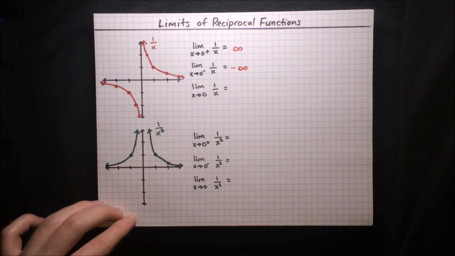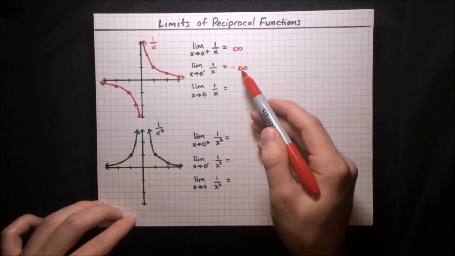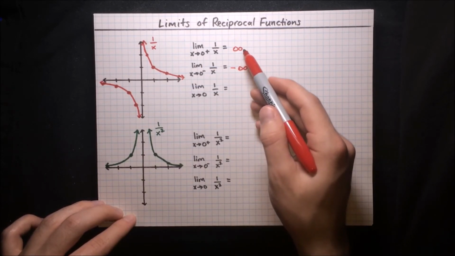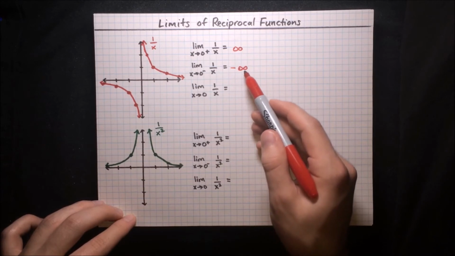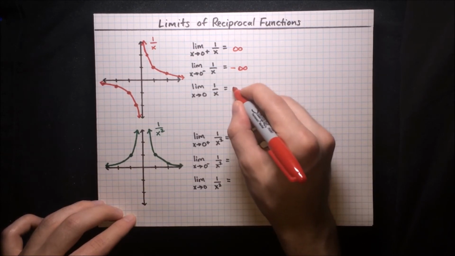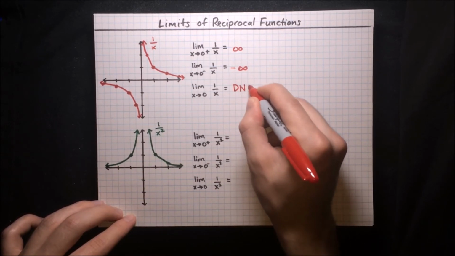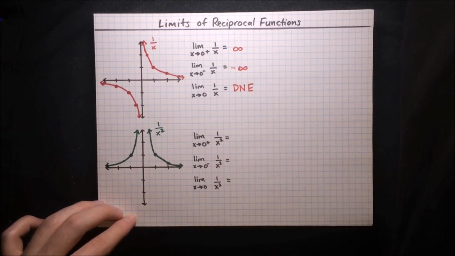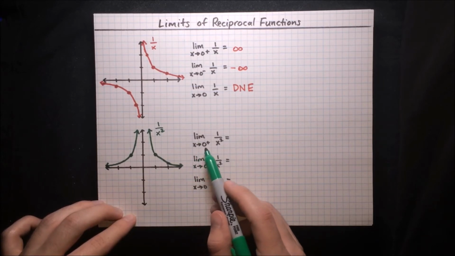Okay, and now how about the limit as x approaches 0? Just the overall limit? Well, we see that the right limit and the left limit don't match up. The right limit goes to positive infinity, whereas the left limit is at negative infinity. So the overall limit as x approaches 0 does not exist. Alright, and how about the same questions for the function 1 over x squared? First of all, what is the limit as x approaches 0 from the positive side?